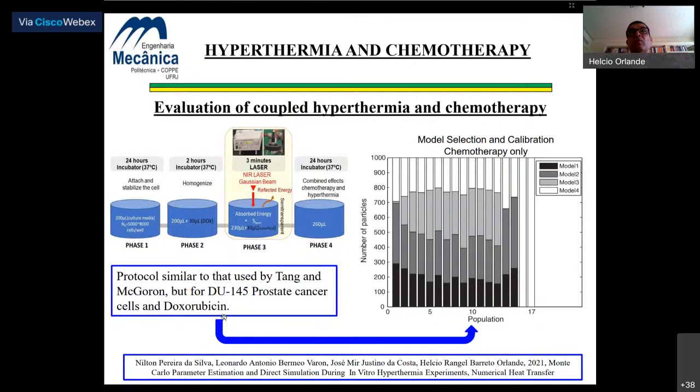And the choice for this cell line and for this chemotherapy drug was due to our experience in the past with model selection and calibration of the in vitro chemotherapy experiment, as I show in this figure here, which illustrates the application of Tony et al.'s algorithm of approximating Bayesian population.